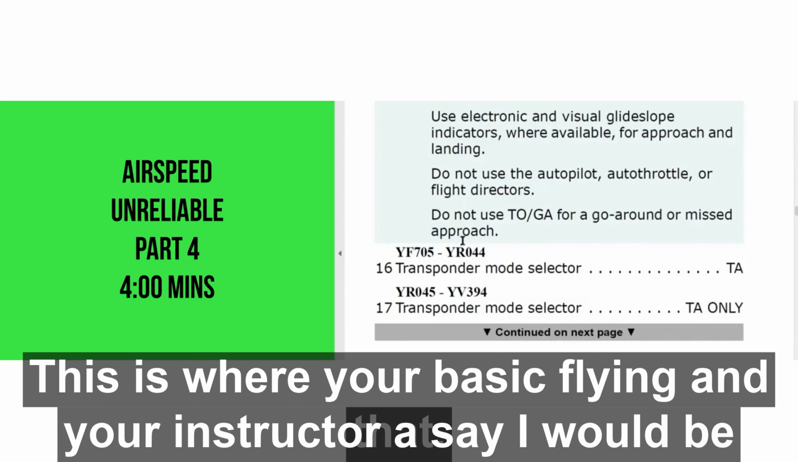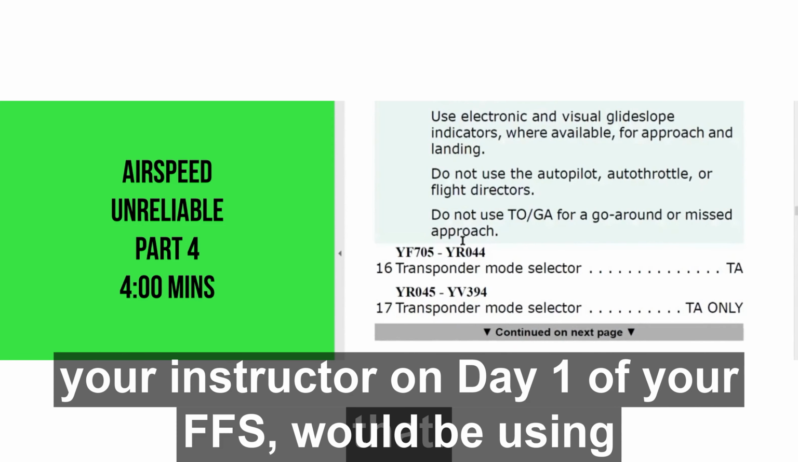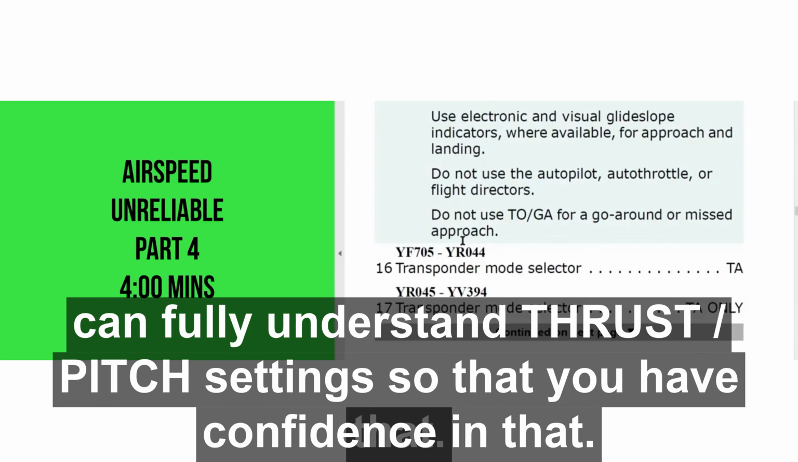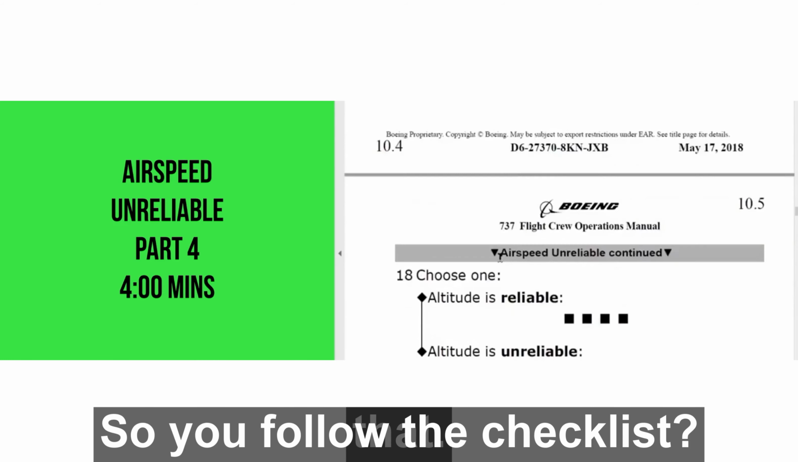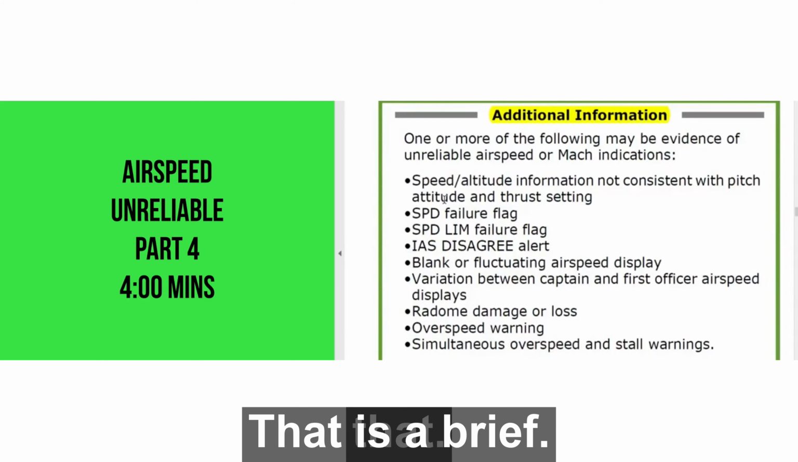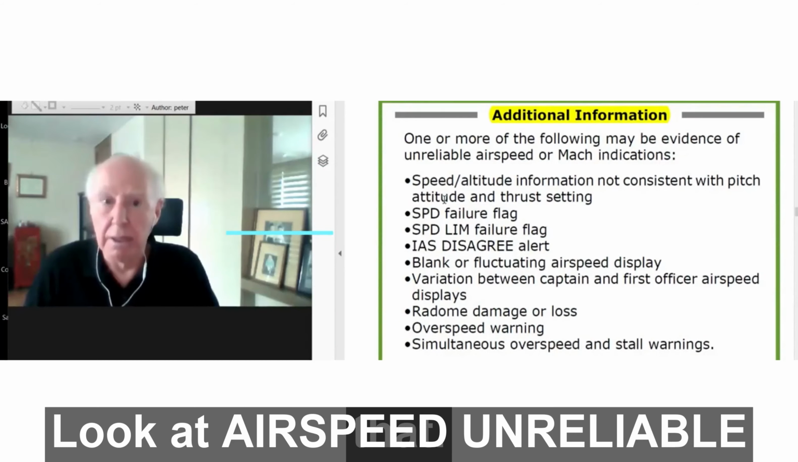This is where your basic flying and your instructor, say I would be your instructor on day one of your FFS, would be using strictly raw data, and we'd stay in the traffic pattern so that you could fully understand thrust pitch settings so that you have confidence in that. So you follow the checklist and continue it. And remember, the additional information is at the back of the checklist. So that is a brief look at airspeed unreliable.